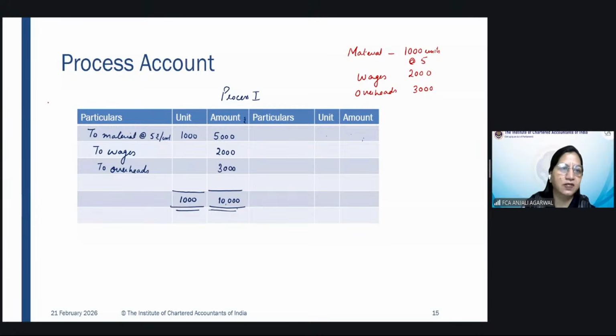So you can take a screenshot. What was done earlier was case 1. I'm doing case 2 now. There is a normal loss of 5%. Only this information is given. There is a normal loss of 5%.